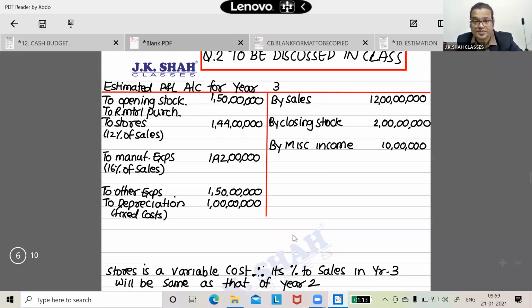But see, people, listen to me. Just now, as we did, we said that manufacturing expense is a variable cost. Stores and spares is a variable cost. So I'm having a question for you people. Raw material purchase is a variable cost or raw material consumed is a variable cost? It's a very important question. Raw material purchase is a variable cost or raw material consumed is a variable cost?